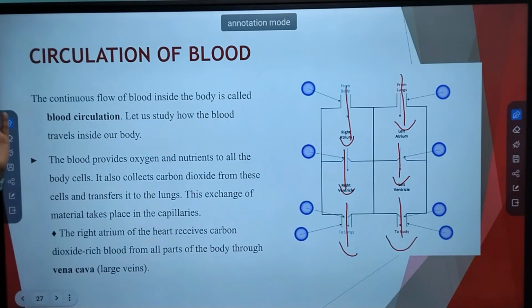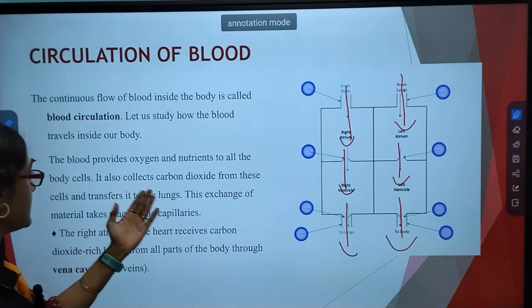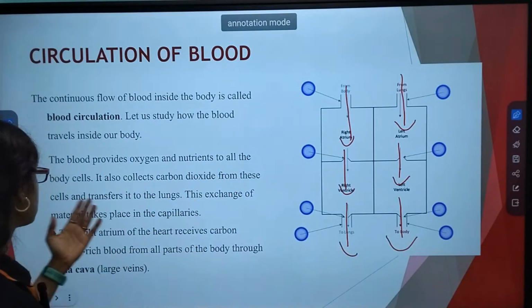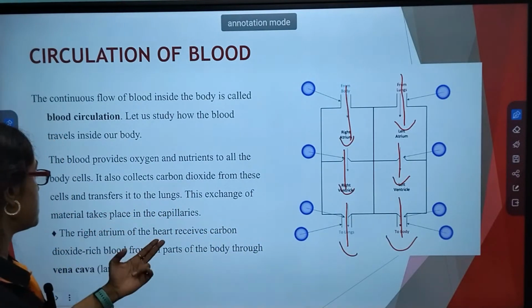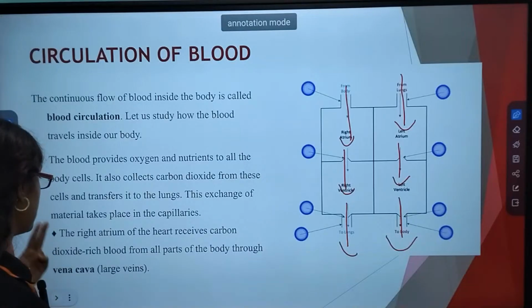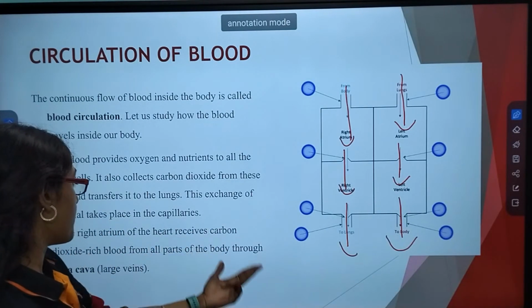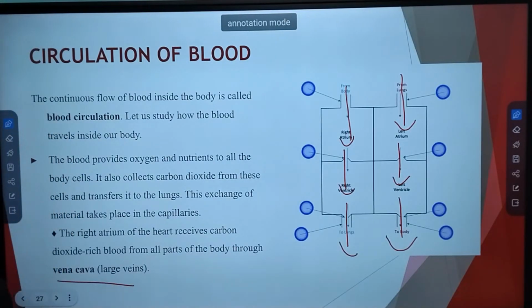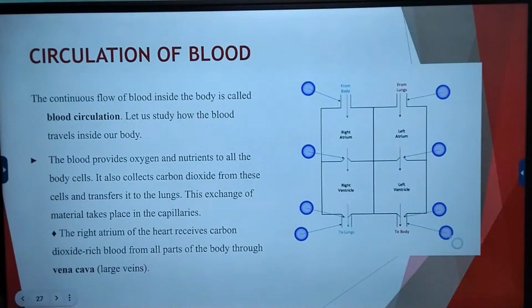Okay. The blood provides oxygen and nutrients to all the body cells. It also collects carbon dioxide from these cells and transfers it to the lungs. This exchange of material takes place in the capillaries. The right atrium of the heart receives carbon dioxide rich blood from all the parts of the body through the largest vein known as the vena cava. Okay.